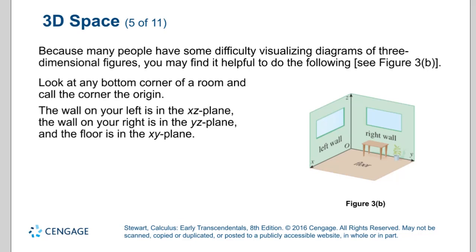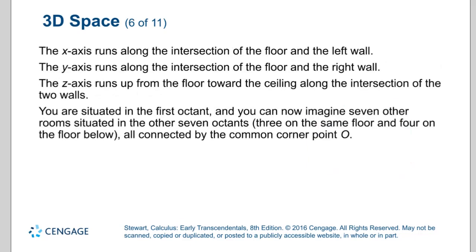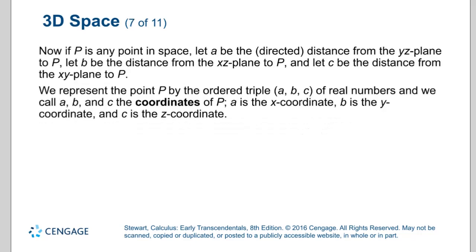So 3-dimensional graphs are very hard to visualize sometimes. We see it in space all the time, but to actually be able to draw it on a piece of paper and graph it out is very difficult. So sometimes it's nice to think about it literally as a room. We have our left wall as our xz plane, our right wall is our yz plane, and the floor is my xy plane. And this is just a little bit more about how the x-axis and the y-axis rotate there.